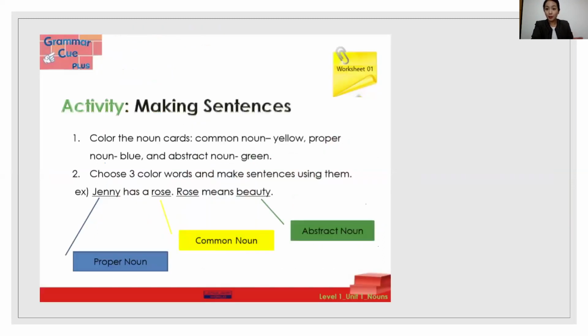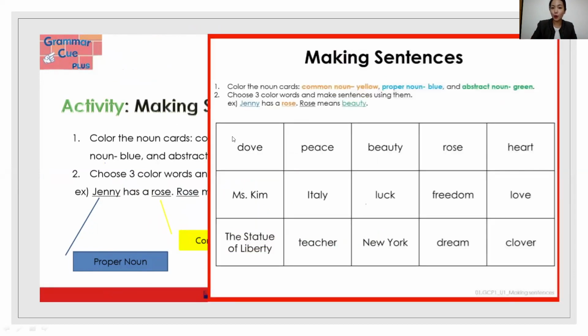Also, this is a little bit of personalizing because they can make the sentences in a creative way. They're checking the coloring: blue for a proper noun, yellow for common noun, and green for abstract noun. Then they can make their own sentences like "Jenny has a rose," or "Rose means beauty." So you can have these kinds of activities as teaching resources of Grammar Q. So Ingwo will help you to get these kinds of teaching resources.